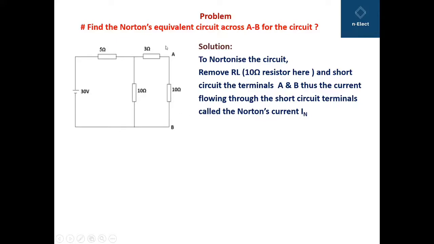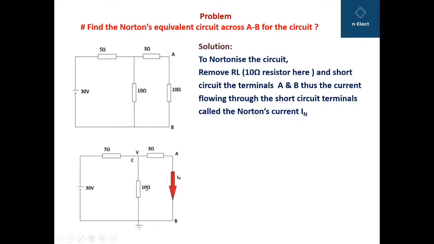Thus the current flowing through the short circuit terminals is called the Norton's current IN. So the circuit will change to this now, because we have removed this 10 ohm resistor and connected points A and B directly, and the current flowing through this branch will be called IN or ISC, that is short circuit current or Norton's current.